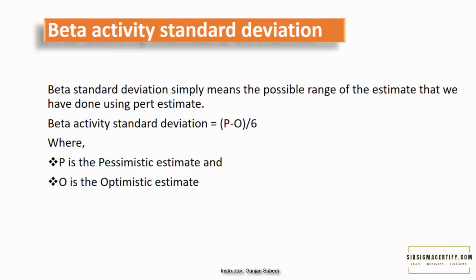After the calculation of 3-point estimate, that is triangular estimate and PERT or beta estimate, it is time to look at another very important formula, that is beta activity standard deviation. The beta standard deviation simply means the possible range of the estimate that we have calculated using PERT estimate. Beta activity standard deviation is the difference between pessimistic and optimistic estimate divided by 6. Here, P is the pessimistic estimate and O is the optimistic estimate.